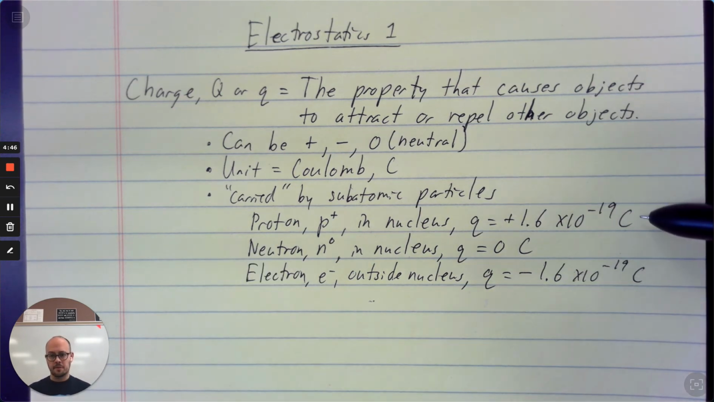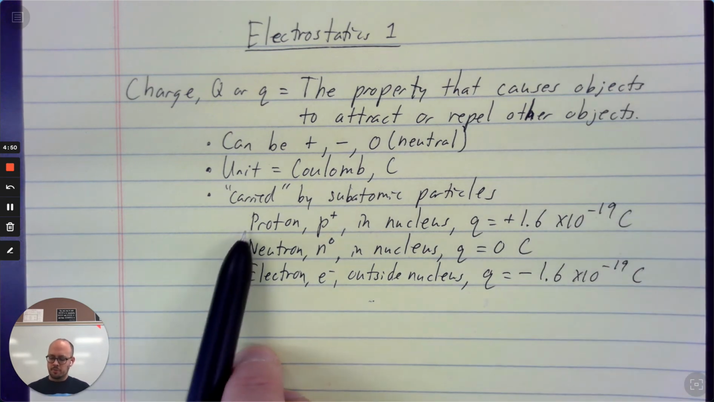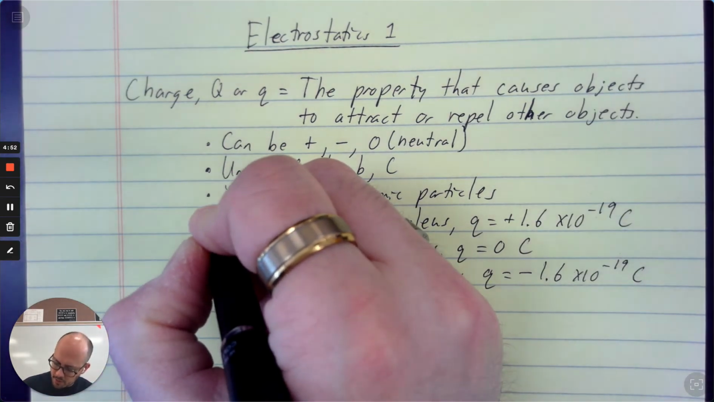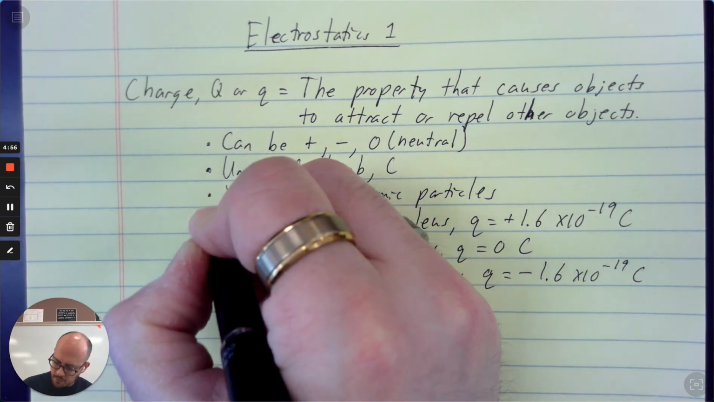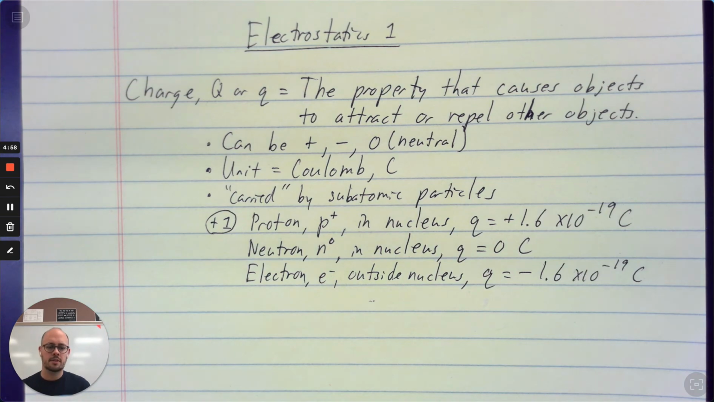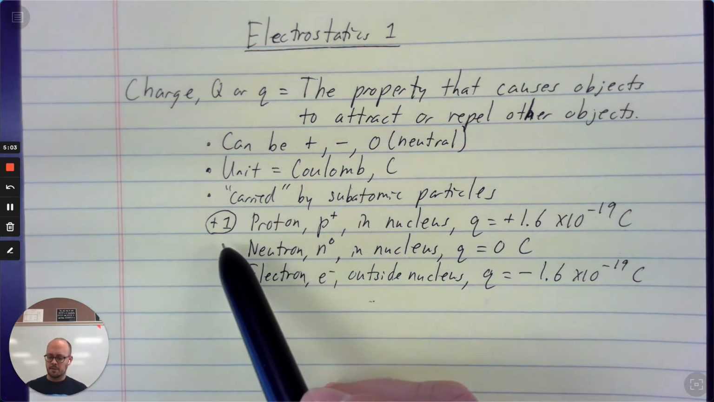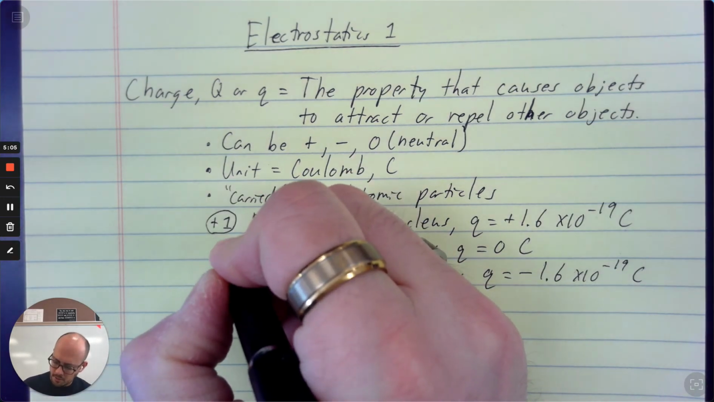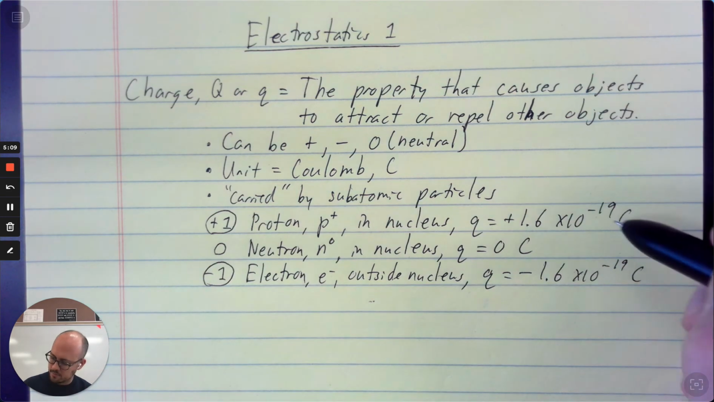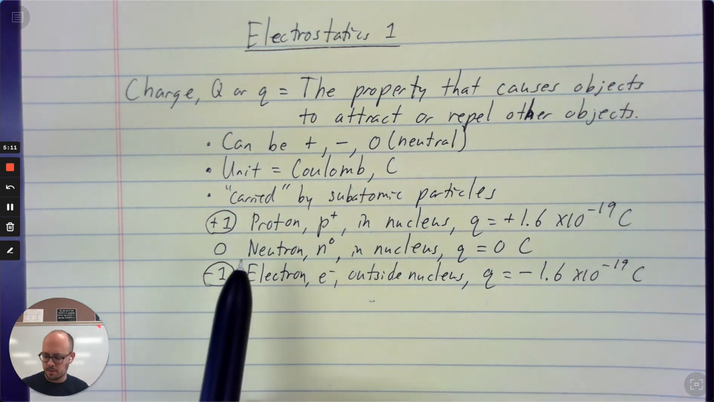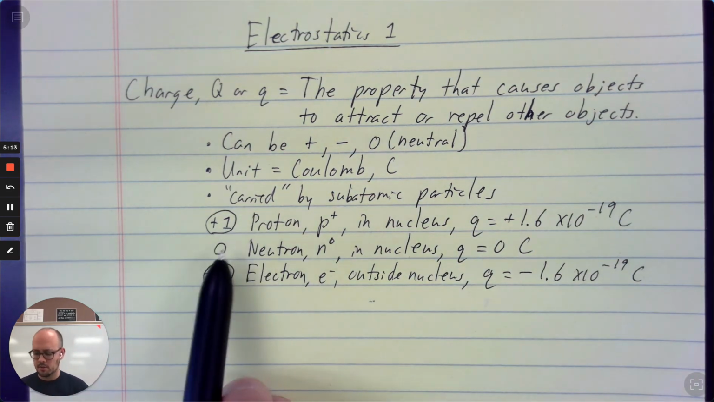Now, this is a really inconvenient number to think about. So the proton gets a charge of positive 1. One thing that science does, and you would have seen this in chemistry with the mole and Avogadro's number, is we make easy numbers so that we can compare. So instead of these scientific notation numbers, we say the proton has a charge of +1, neutron is 0, and electron is -1.